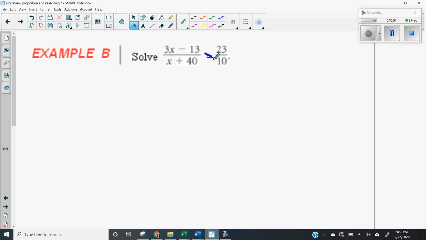Now be careful this time. So we're going to multiply diagonally here. So we've got 10 times that whole quantity, 3x minus 13. Notice I'm putting parentheses around that. That is necessary. That equals 23 times this whole quantity, x plus 40. Okay, so we just have a little bit of distributing to do. I got 30x minus 130 on the left-hand side, and 23x plus 920 on the right-hand side.